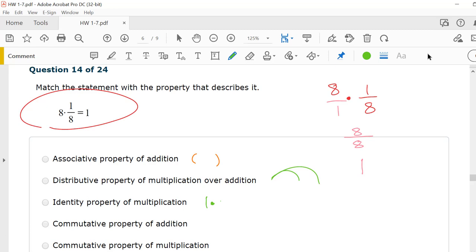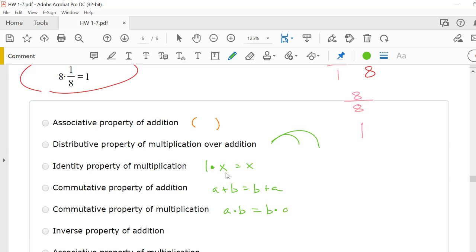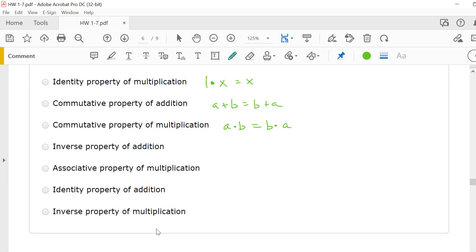That's not it. Commutative property of addition, well, that was A plus B equals B plus A. That's not it. Commutative property of multiplication, that was A times B equals B times A. That's not it. Inverse property of addition. Okay, here come the new ones. Inverse property of addition says if you add A plus its additive inverse, you get 0. That's this one.